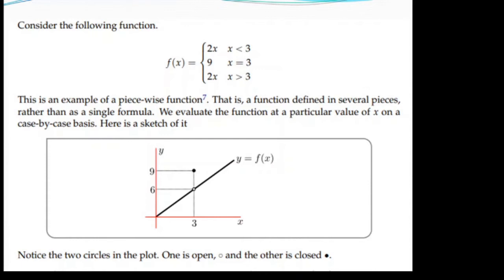So from this graph it is clear that from the left hand side the function is approaching the value 6, and from the right hand side also the function is approaching the value 6. That is the concept of left hand limit and right hand limit. And here the limit is equal to 6 in this case.